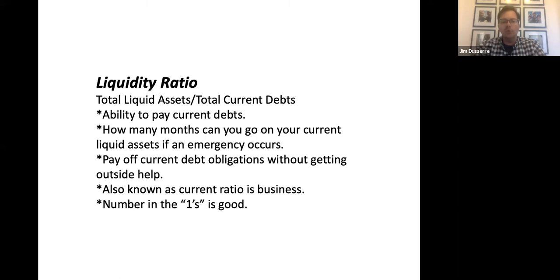But for your liquidity ratios, a number in the ones is good, because that usually means you have more than 1 year's worth of liquidity. If you've got a liquidity ratio of like 0.3, that means basically a third of a year, 30% of a year. That's what you have left before you'd have to dip in, before you exhaust all of your liquidity.